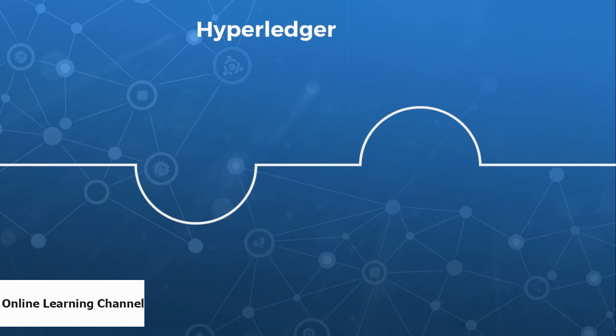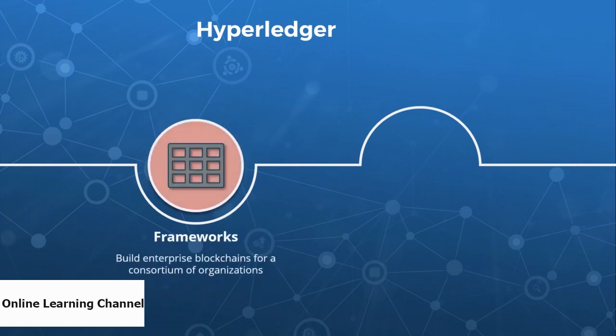The first of these is Hyperledger Frameworks. So these are enterprise-grade blockchain networks and are meant for a consortium of organizations. So for example, you have multiple companies involved in a supply chain, and they could all collaborate to set up a blockchain network using one of the available Hyperledger frameworks.